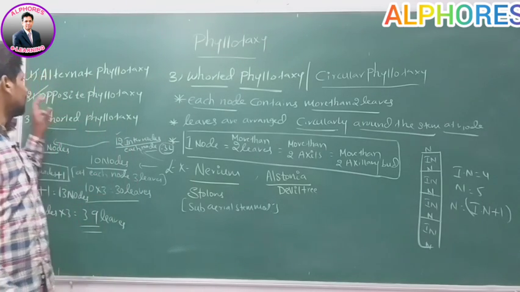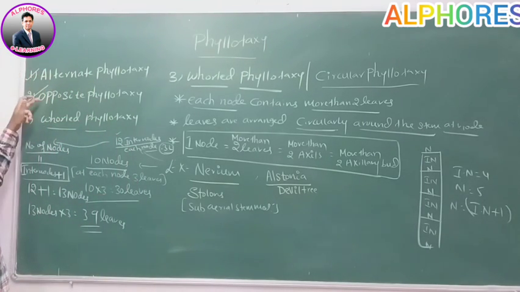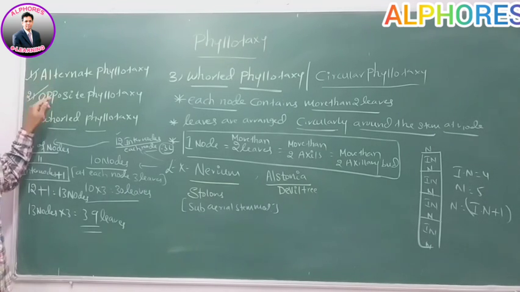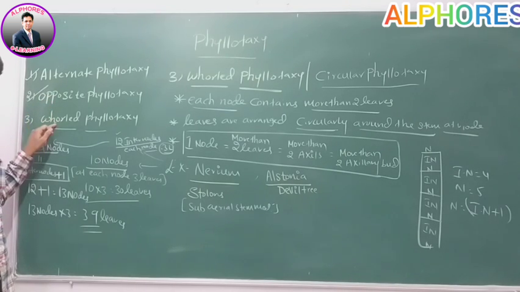Sir, we discussed alternate phyllotaxy, opposite phyllotaxy, whorled phyllotaxy. In alternate phyllotaxy, each node is with 1 leaf. Opposite phyllotaxy, each node with 2 leaves. Whorled phyllotaxy, each node is with more than 2 leaves. It means at each node either 1 leaf is present or 2 leaves are present or more than 2 leaves are present.